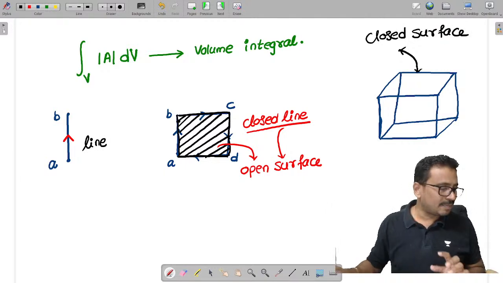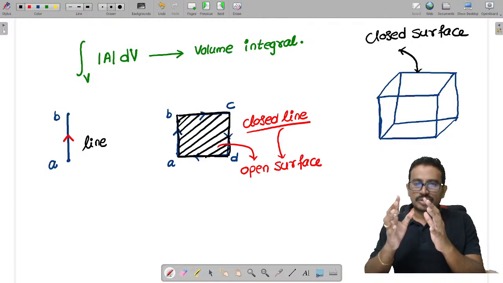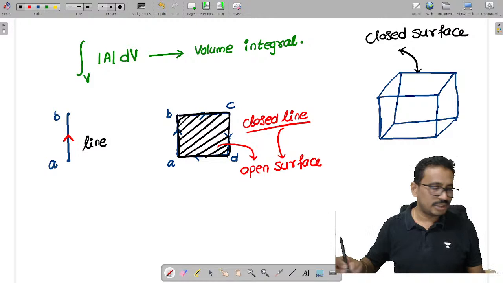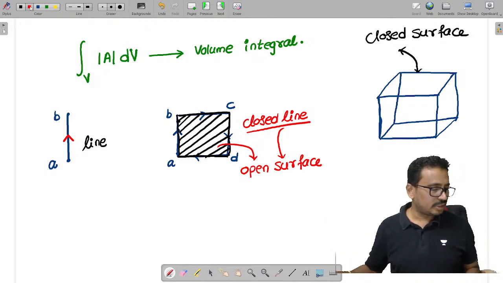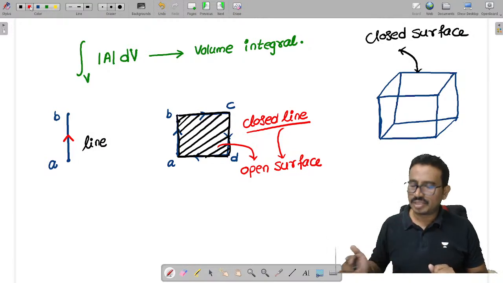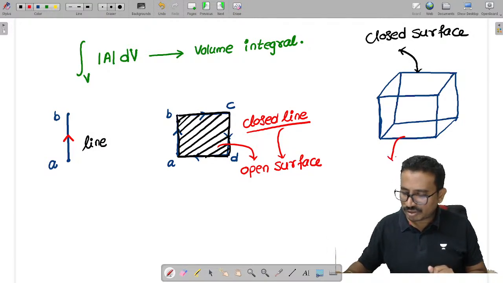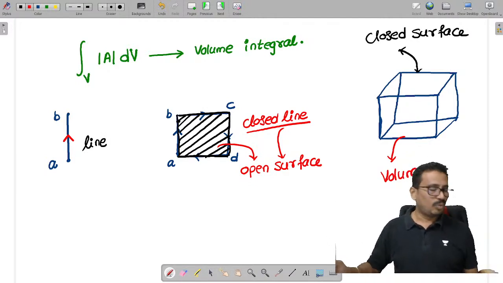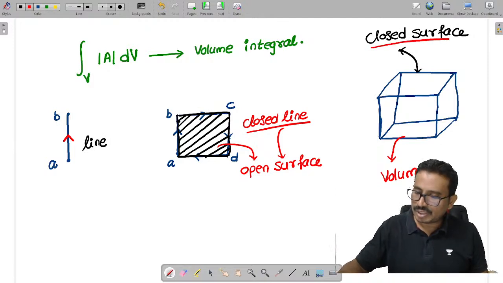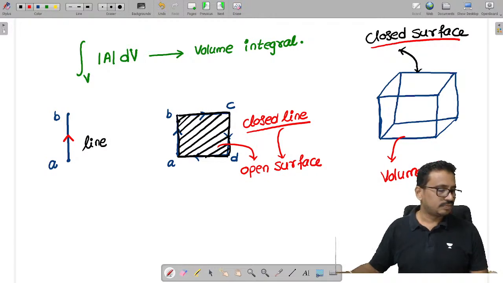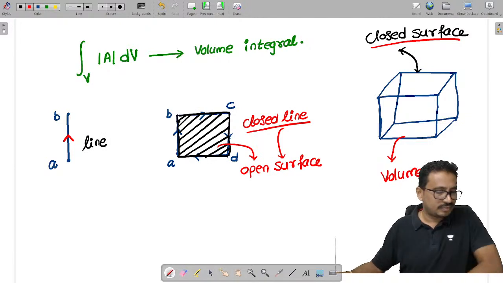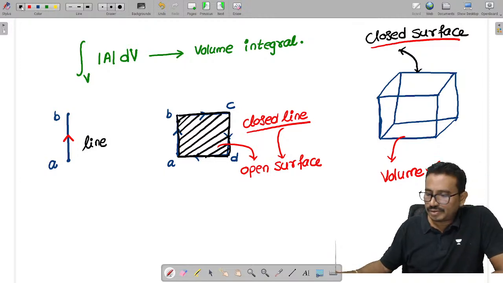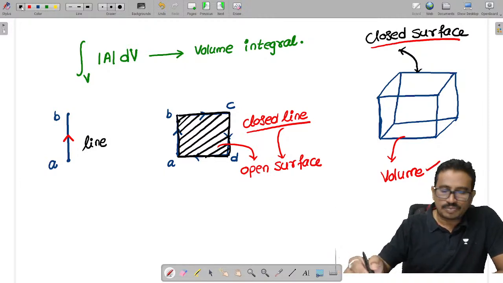Now if you look carefully, this is a closed one, so it is having volume. In the process of forming this closed surface, I have formed the volume, isn't it? So from this I can say the closed surface forms a volume. Is it fine, all of you? Is the point clear to everybody?